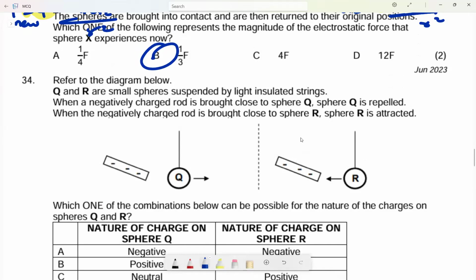Therefore, the last one says, refer to the diagram below. Q and R are small spheres suspended by light insulated strings. When a negatively charged rod is brought close to sphere Q, it is repelled. So if the rod is negative and Q is repelled, it means Q is also negative. When the negatively charged rod is brought close to sphere R, it is attracted. If the rod is negative, this means R could be positive. Remember, like charges repel, unlike charges attract.